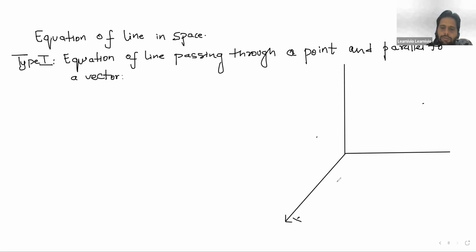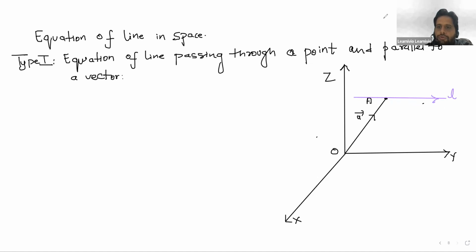It is x, it is origin, it is phi, it is z. So we need to find an equation of a line which is passing through a point and parallel to a vector. So suppose this is your point A, and its position vector is A. So your line is passing through this point. This is your line L.